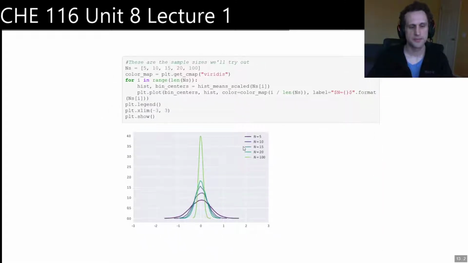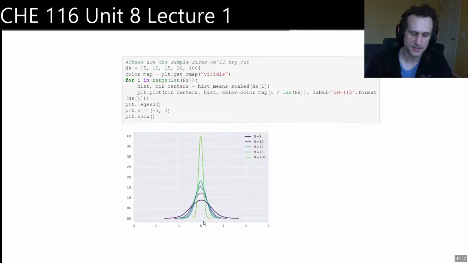Okay. Now what happens as n changes? This is really fascinating. As you can imagine, if you grab 5 people versus 100 people, your sample mean will vary a little bit more. Now, see how it's centered at 0? I'm not plotting the sample mean now. I'm plotting the distance between the sample mean and the population mean.